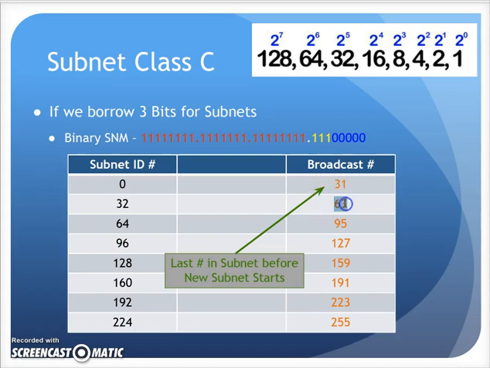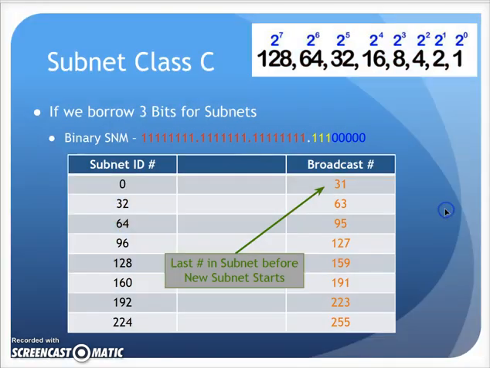This one right here is going to end at 63 because this one starts at 64. This one ends at 95 because this one starts at 96. This one ends at 127 because this one starts at 128, and I keep going until I get 255. There is my first range 0 to 31, next range 32 to 63, and so forth.